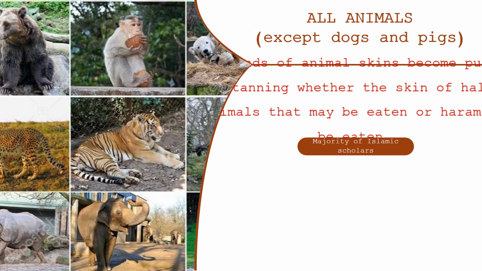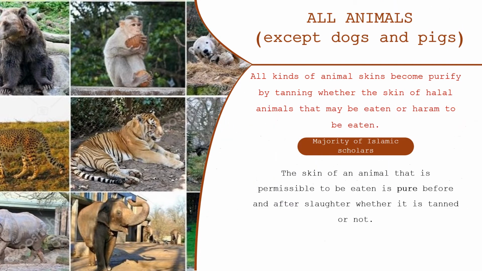We move to the first category, the ruling of all animal skins except dogs and pigs. All kinds of animal skins become purified by tanning, whether the skin of halal animals permissible or haram to be eaten. Permissible to be eaten such as cows and camels. Examples of haram to be eaten are snakes, cats or carnivores.